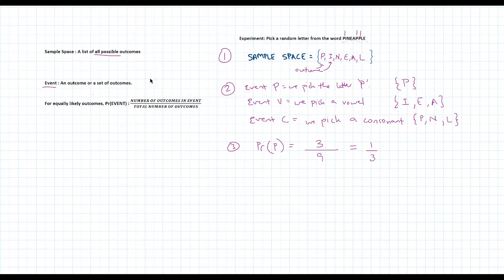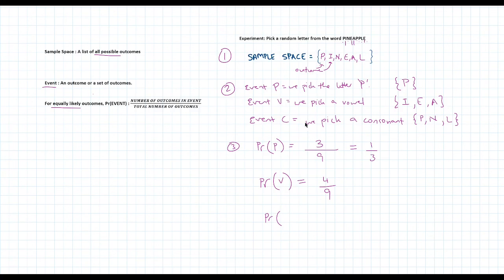So we can use this equation when all our outcomes are equally likely. So there's an equal chance of picking any one letter out of this word. Now let's look at the probability for the event V, which is that we pick a vowel. Now how many vowels do we have? So we've got 1, 2, 3, 4 out of a total 9 outcomes. So that's the probability that we pick a vowel.